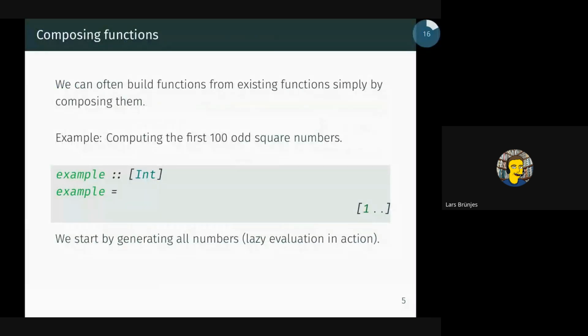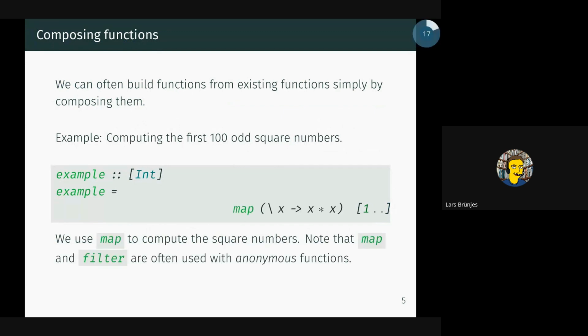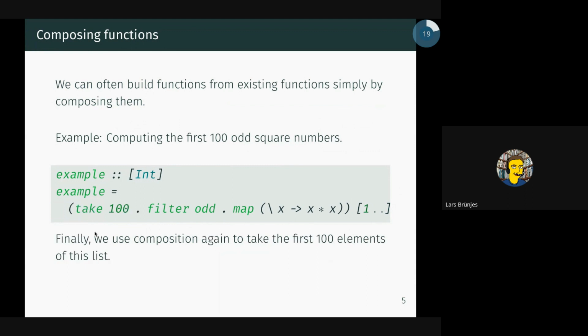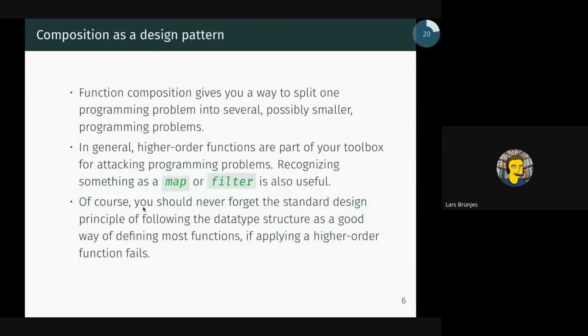So let's see in the slides. So yes, same I did. Start with all numbers, map, square all of them, filter the odd numbers, the odd square numbers, and then take 100. So we end up with this. And as I just said, by using composition, you can split a complex problem into simpler problems.